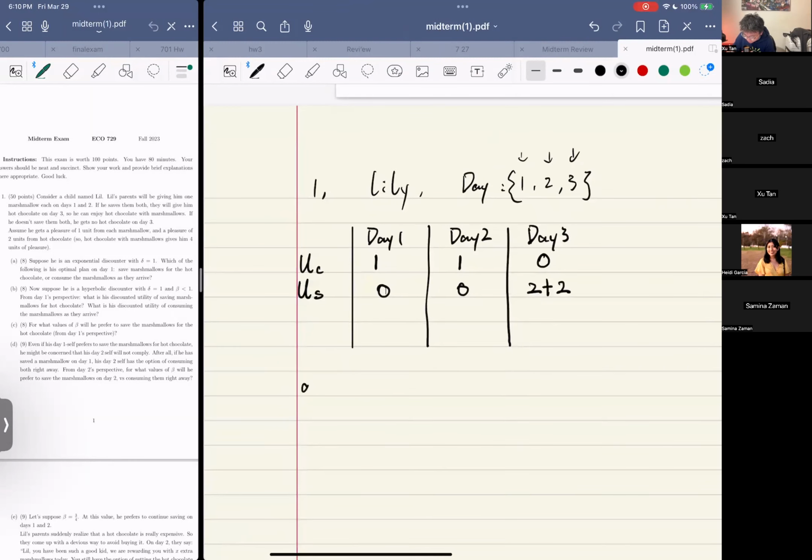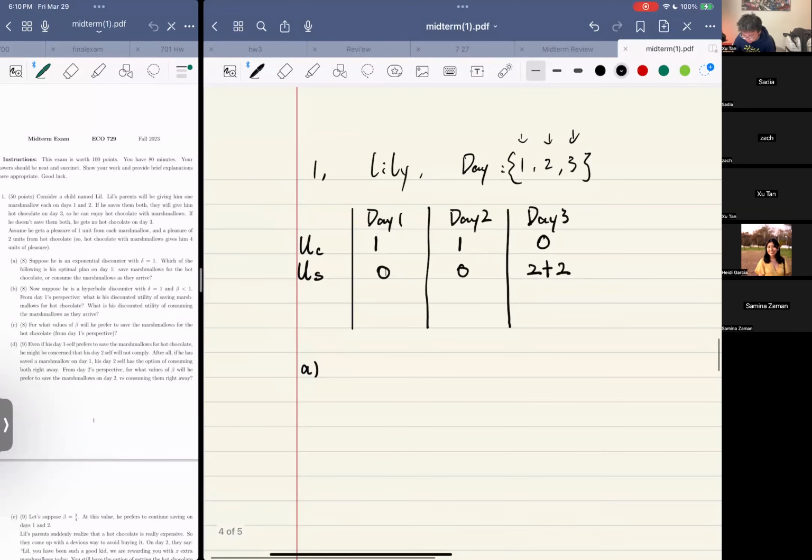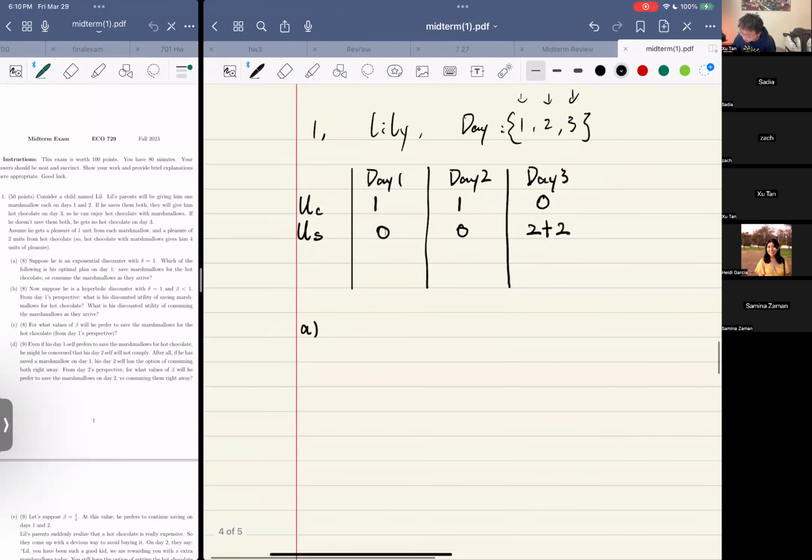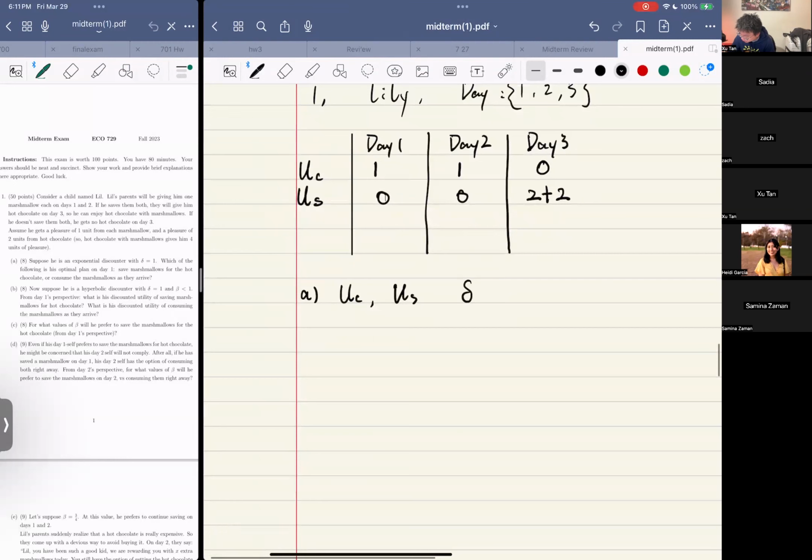Okay, so let's look at A. Suppose he's an exponential discounter, delta equals 1. Which of the following is his optimum plan on day 1? Save marshmallow for the hot chocolate or consume marshmallow as they arrive? We have two types of decision, right? Either you consume or you save. And we have a discount of 1.